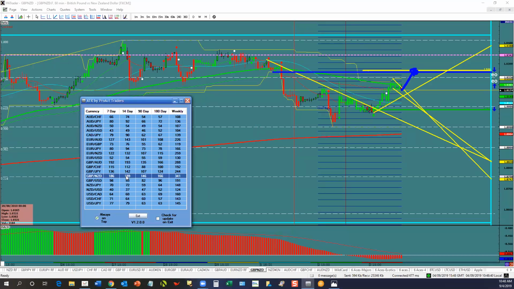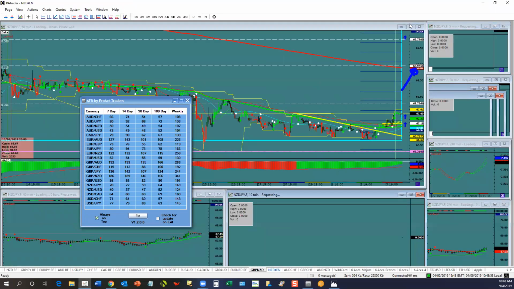Pound New Zealand has a 189 pip ATR. That'll be 1, 2, 3, 4, 5. There's 150 pips just to the top there, and it can go even further. So look for that. Look for a double top tonight up there at about 9,400.